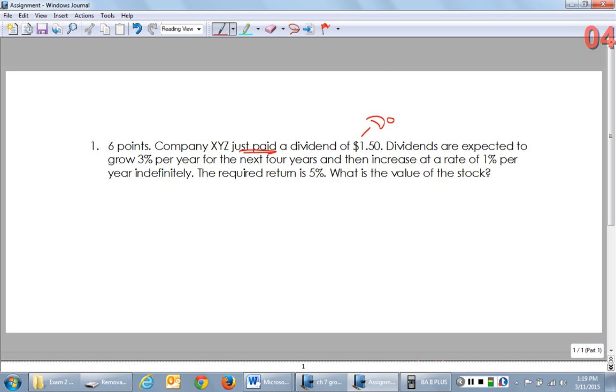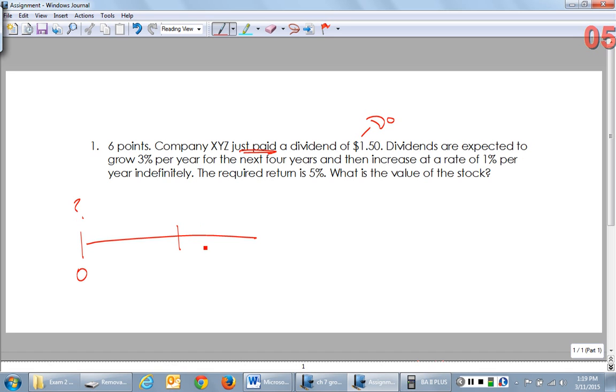Dividends are expected to grow at 3% a year for the next 4 years. After that, the growth rate will be a constant 1% forever. The required return is 5%. What is the value of this stock? So we're wanting to know the value of the stock at time period 0.